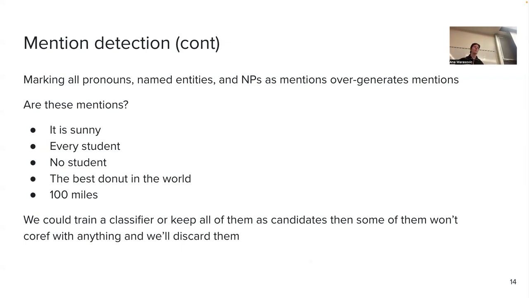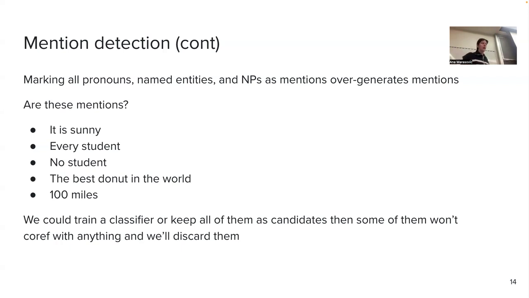Now, you might say the best donut in the world, and you can use it to refer to a specific donut. You might say, "Oh, I was in downtown. I tried this shop and I ate a donut, and this was the best donut in the world." That would be a coreference between these two mentions of donuts. But if you just say, "I'm looking for the best donut in the world," this is not a mention of a specific entity because you don't know what the best donut is yet. Also quantities: if you have 100 miles, this is going to be a noun phrase. This is not going to be an entity, this is just a quantity, right?